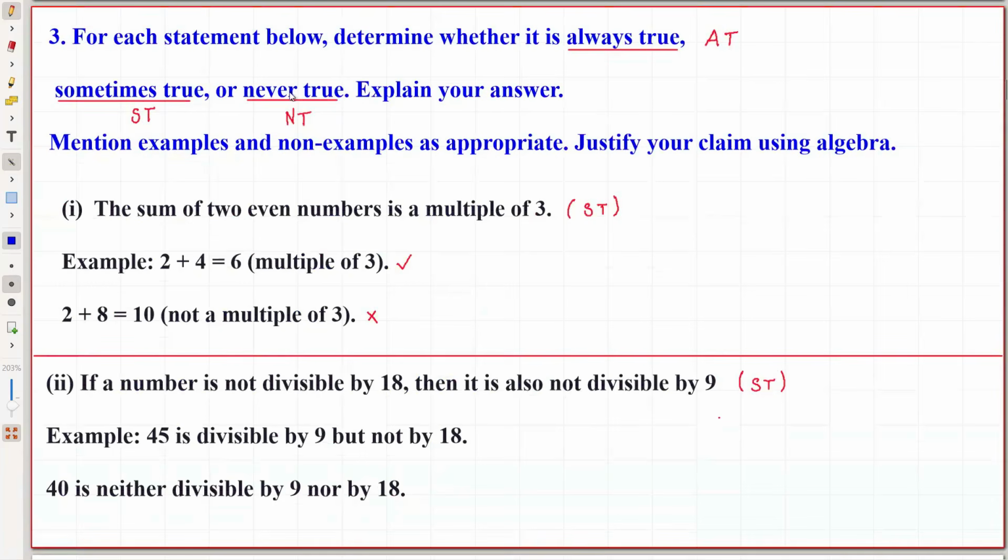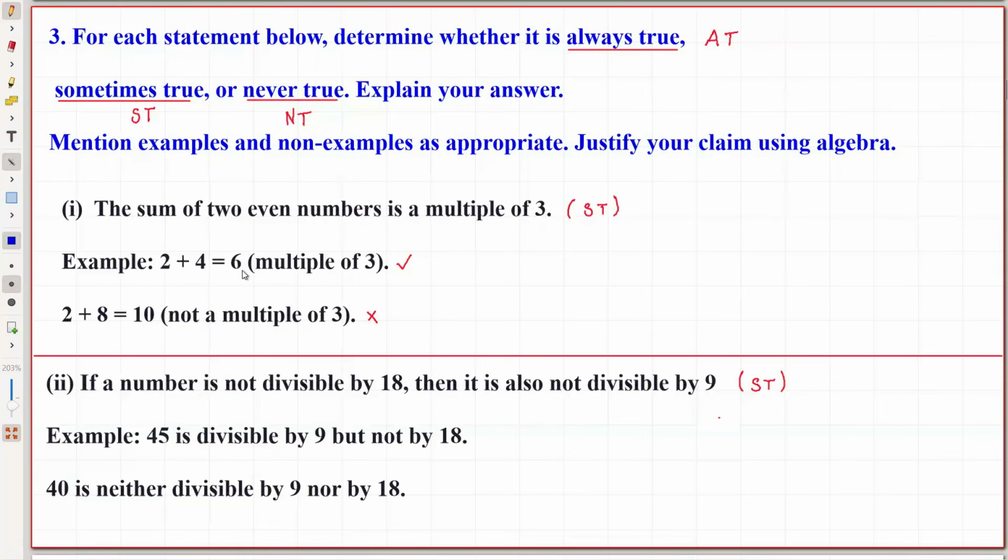Always true, never true, sometimes true. Question number 3, for each statement below, determine whether it is always true, sometimes true, or never true. Explain your answer. First one, the sum of 2 even numbers is a multiple of 3. So that is sometimes true.